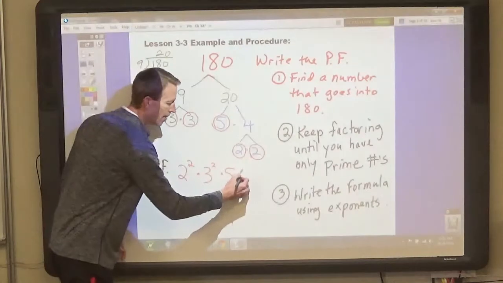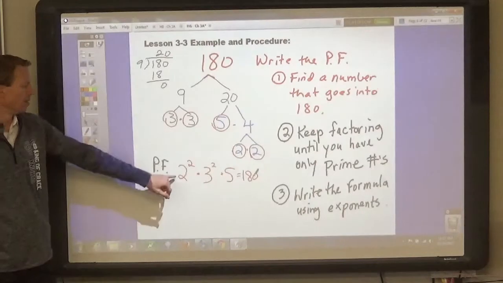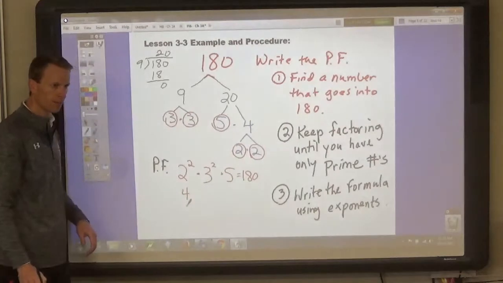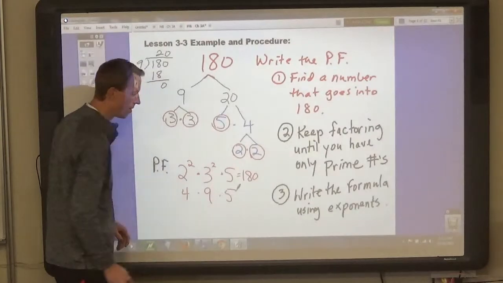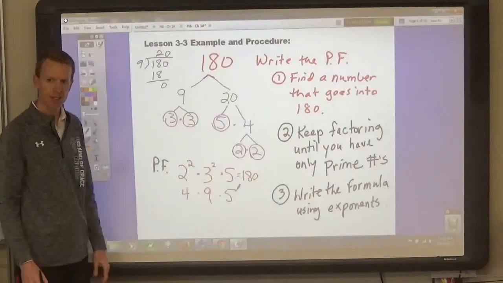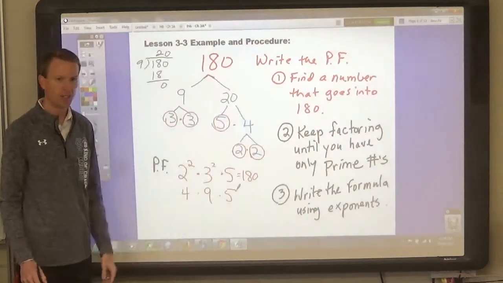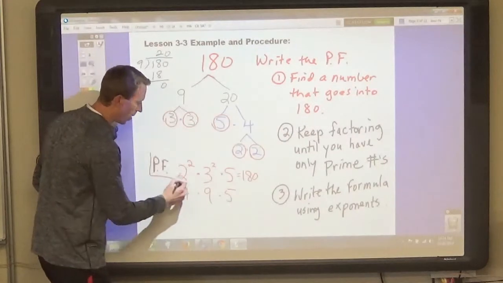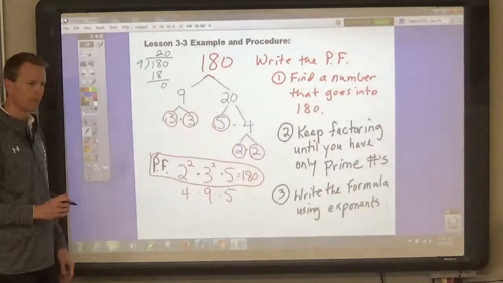That equals 180, doesn't it? It should. Let's look back and see if we have it. 2 squared is 4. 3 squared is 9 times 5. And are these the numbers that we started with? Are those in our process? Yeah. 9 times 20, right? So that makes 180. We have the right formula. You can check the formula that way. So this is our answer. Okay?